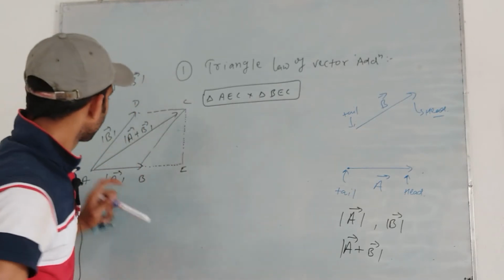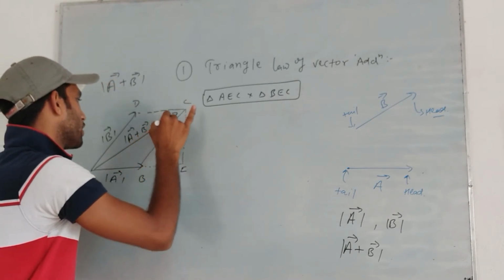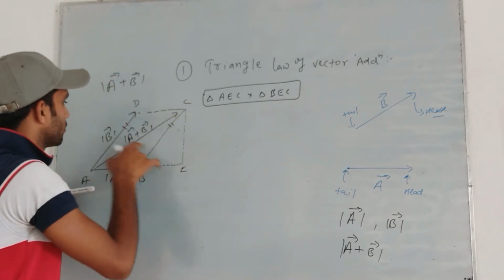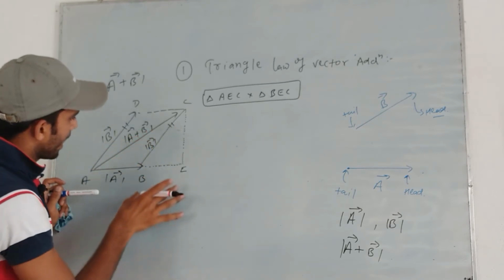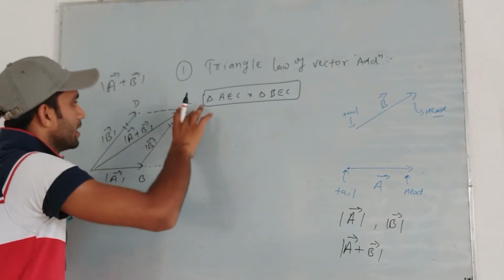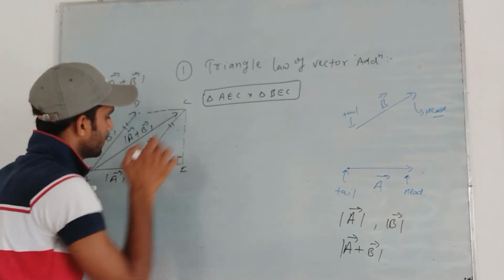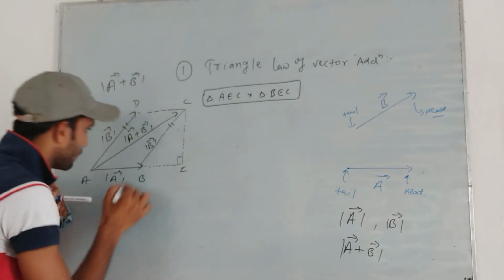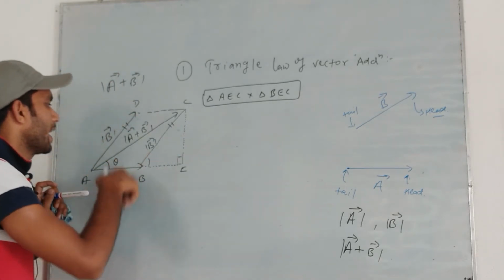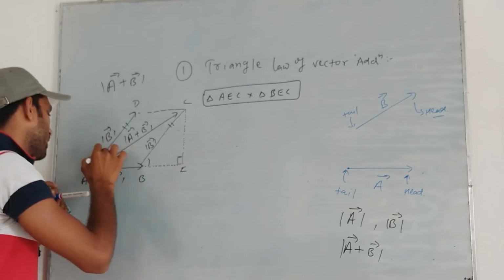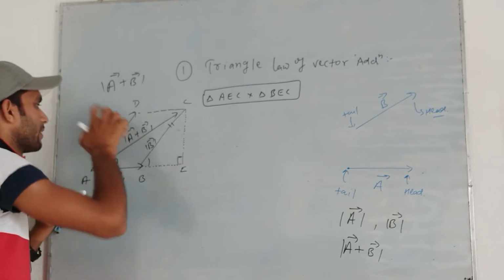That's simple. Okay, so here BC is also equal to what? AD, because both are parallel. So this is also equal to B, and we have to find BE and EC to find magnitude of A plus B. So in right angle triangle BEC, we have to find BE and EC. So apply the trigonometric ratio. Consider theta is an angle between A and A plus B, right? And consider alpha as an angle between vector A and vector B, right?